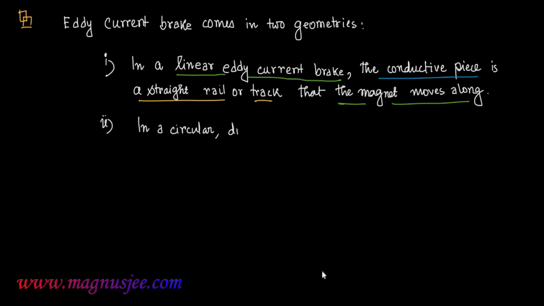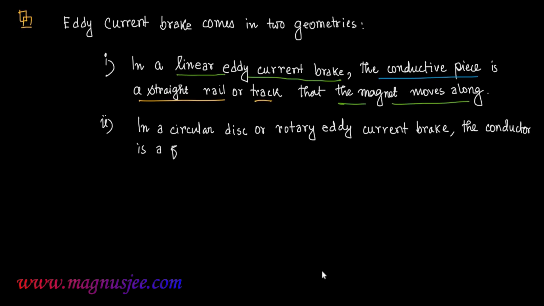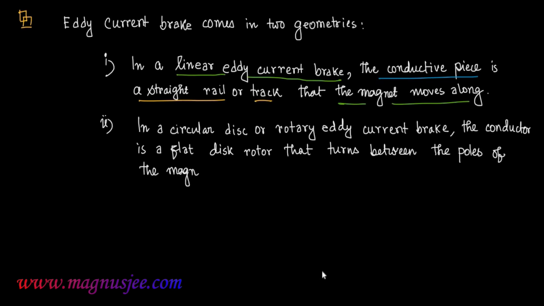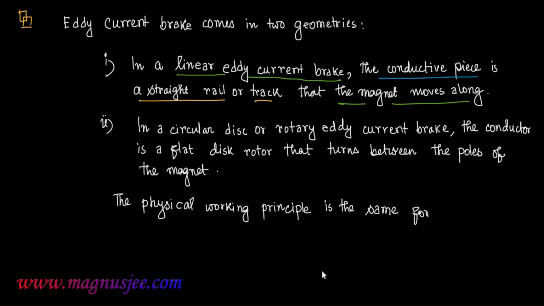Number two, the circular disc or rotary eddy current brake. In a rotary eddy current brake, the conductor is a flat disc rotor that turns between the poles of a magnet. The physical working principle is the same for both.